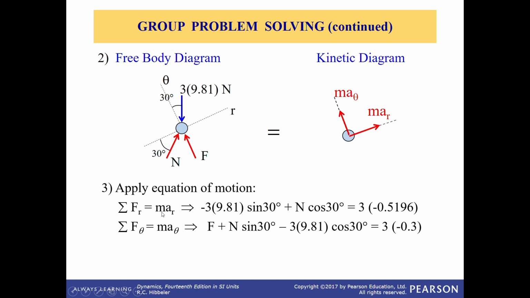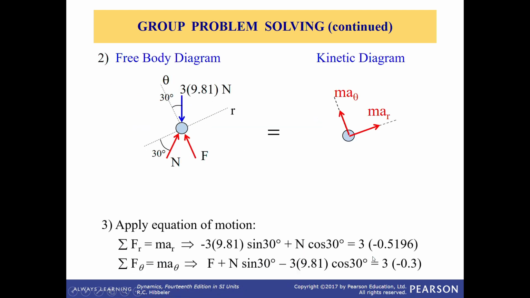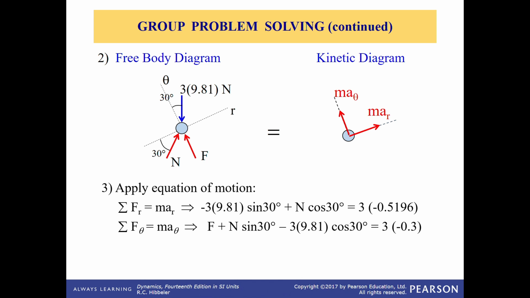This equals m Ar, equal to 3 times Ar. You already obtained that from this equation. Ar is negative 0.596.